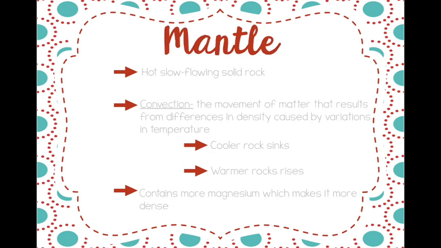The mantle is the biggest layer. It takes up 2/3 of the mass of Earth, so it's extremely huge in comparison to the other layers. It is a layer of hot, slow-flowing solid rock. Convection is a huge movement of matter that results from differences in density caused by variations in temperatures.